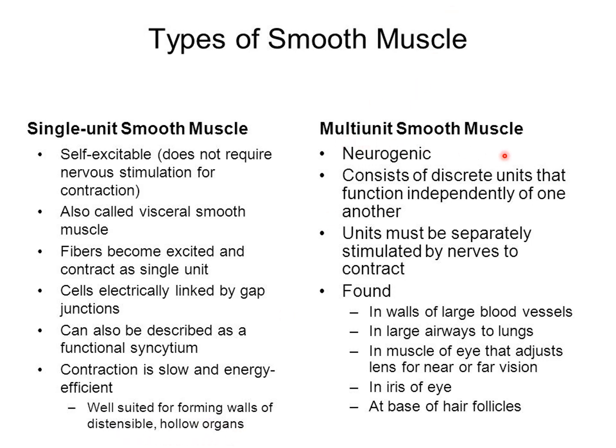Then, multi-unit smooth muscle fibers are neurogenic and consist of discrete units that function independently of one another. A unit must be separately stimulated by nerves to contract, and they are found in the walls of large blood vessels, in large airways to the lungs, in muscles of the eye that adjust the lens for near or far vision, in the iris of the eye, and at the base of the hair follicle.